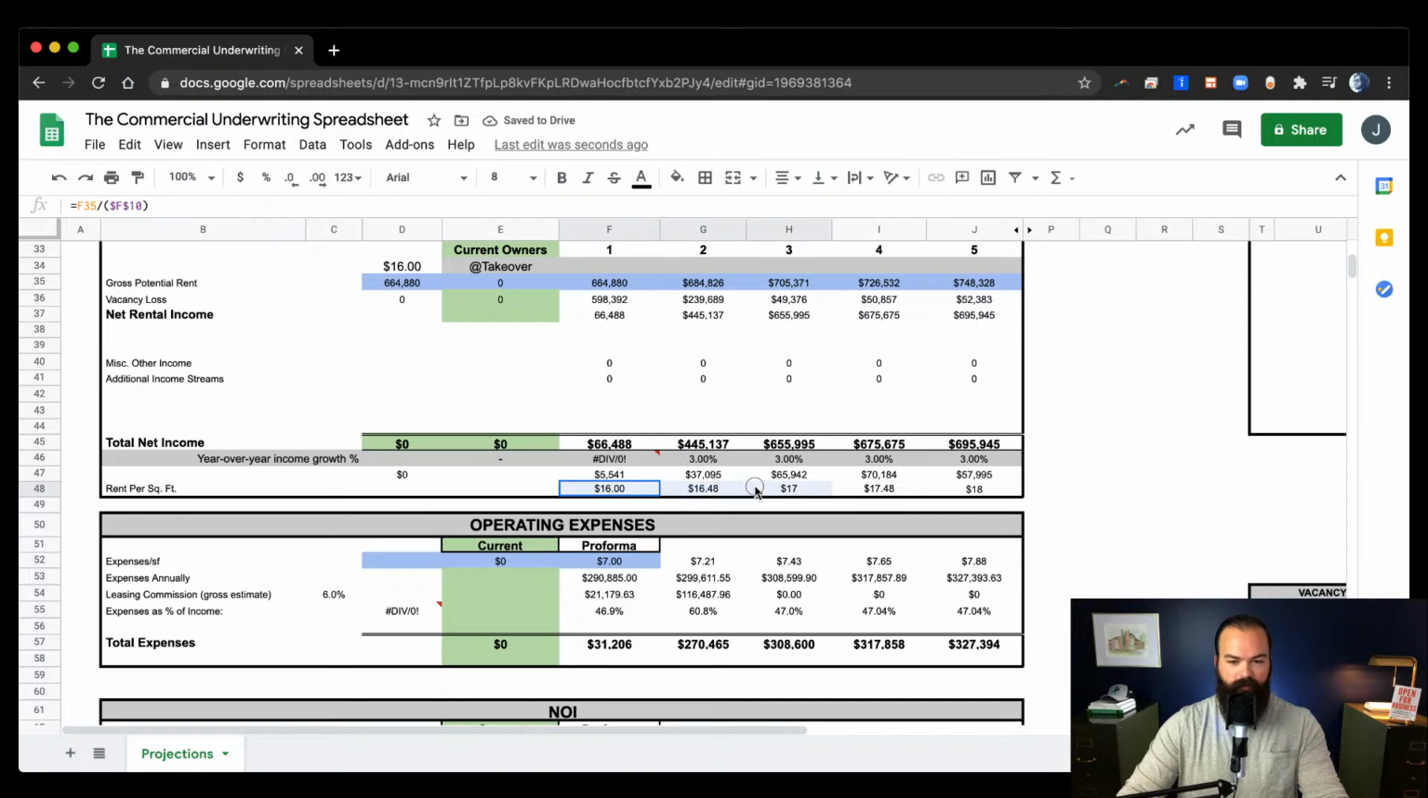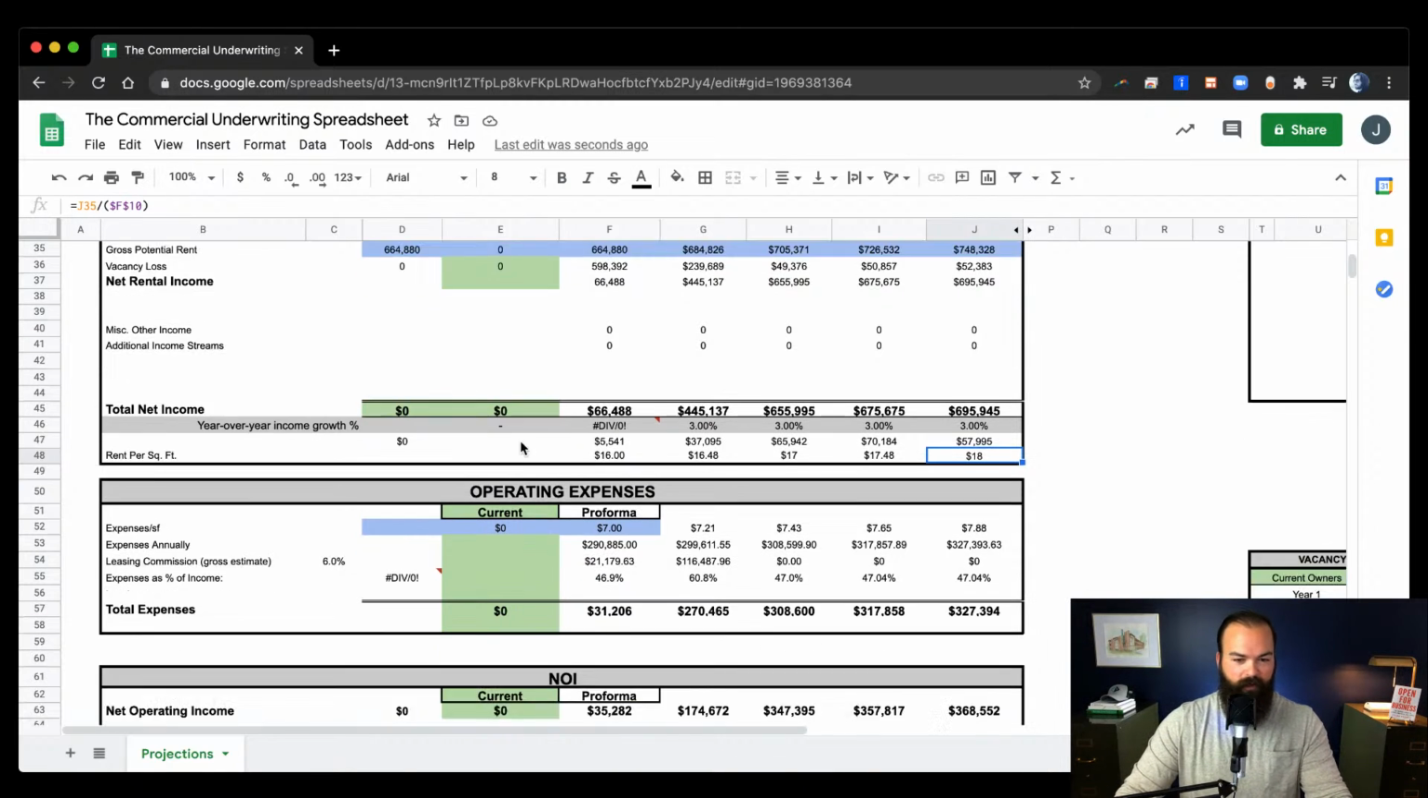And then down here, it'll show you what your rent per square foot is. So given those increases, by year 5, you'll be at $18 a foot. Well, I know in 5 years, if my rent's only at $18 a foot, I'm being pretty conservative. So I think we're pretty good to go there.